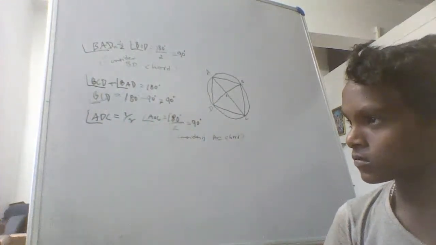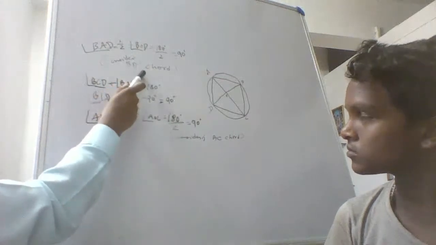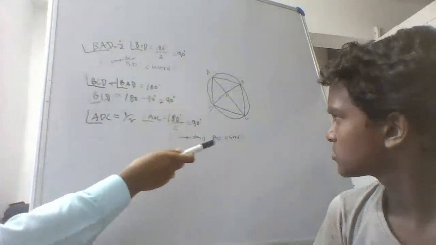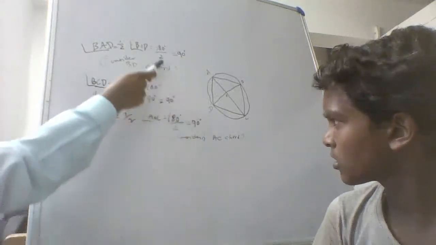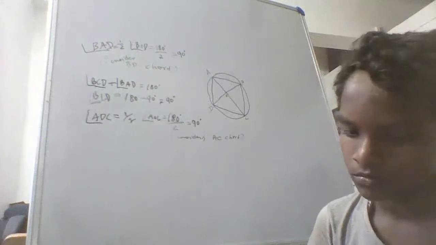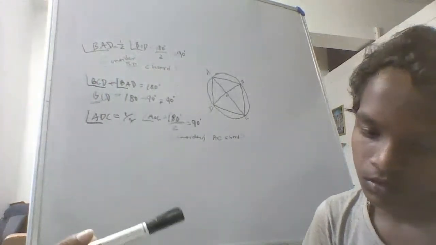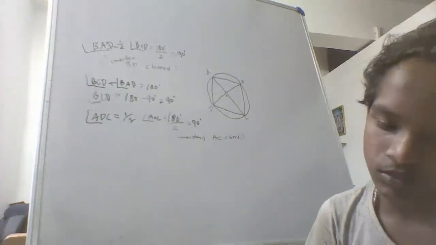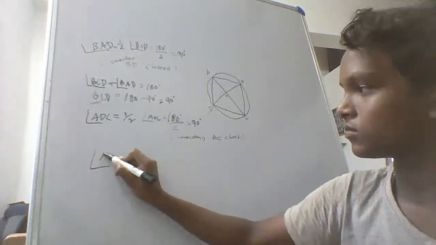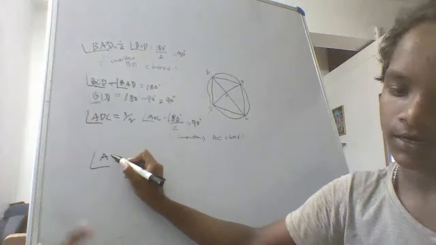Very important: here we have considered BD as a chord, and here we have considered AC as a chord. So here you got 90 degrees, and here you got 90 degrees. Likewise, you have to find angle ADC plus angle ABC, which is equal to 180 degrees.